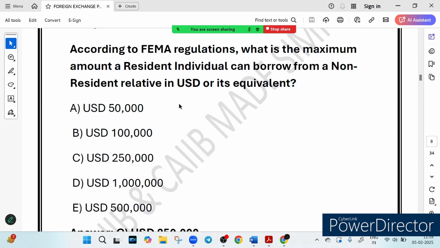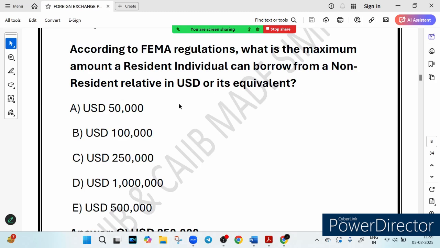What do you think? The first option says $50,000. You know, 50,000 is a relatively small amount compared to the actual FEMA limit, right? Suppose an NRI uncle wants to help his nephew in India with a personal loan. He can send more than $50,000 legally under FEMA regulation.